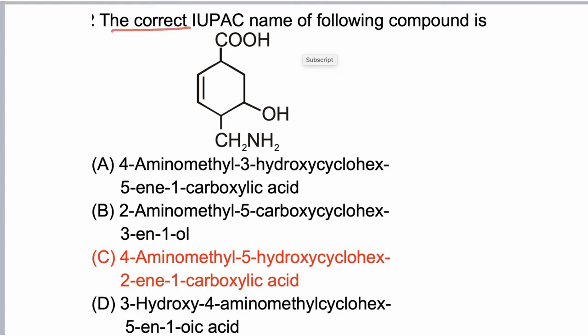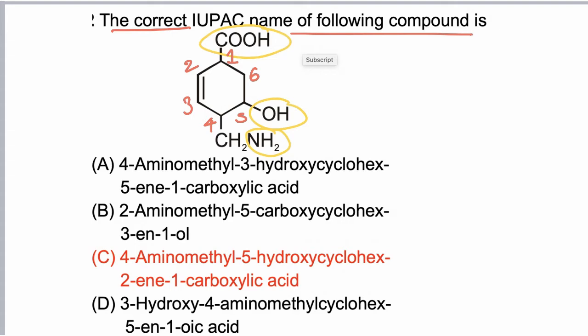The correct IUPAC name of the given compound. So this is a cyclic compound. First we have to find the principal functional group. Now COOH is directly attached to the ring, so it is part of the ring. COOH has maximum priority among COOH and NH2. So the principal function group is COOH, and we have to start numbering from COOH. Now second priority is given to the multiple bond. So 2, 3, 4, 5 and 6 carbon.